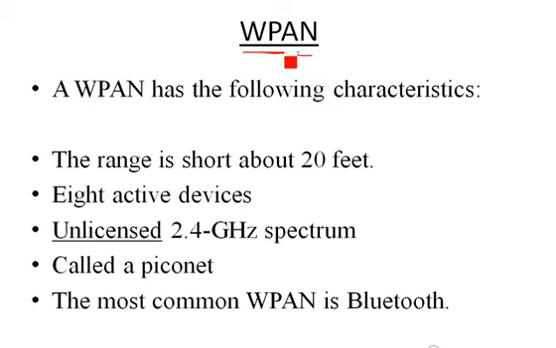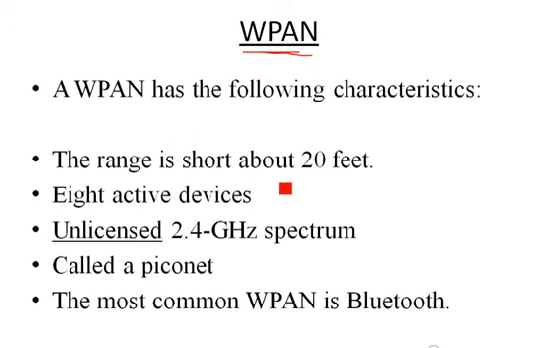If you want to connect something that is very close to you, a wireless PAN would be the solution to choose. If some devices are at a very short distance from you, a wireless PAN would be the solution. So let's see what the characteristics of a wireless PAN are. A wireless PAN has the following characteristics.